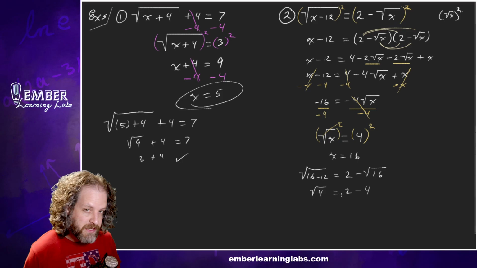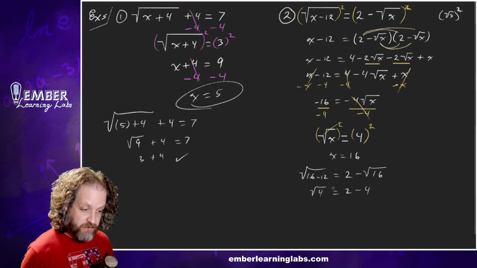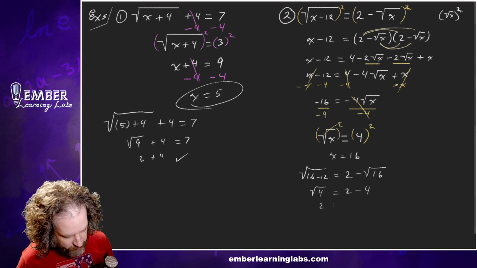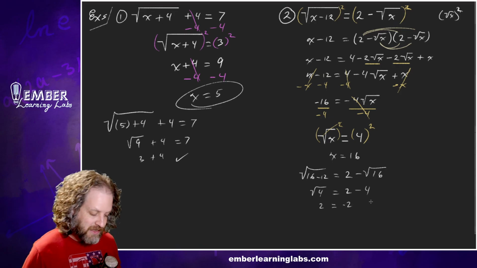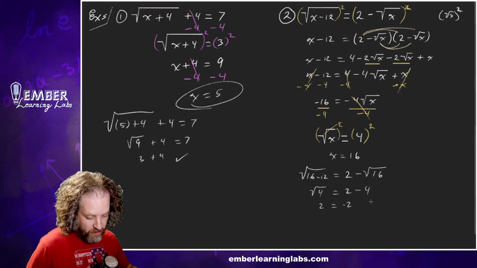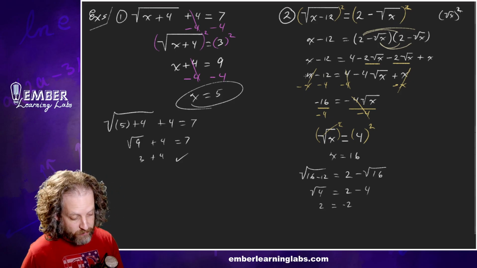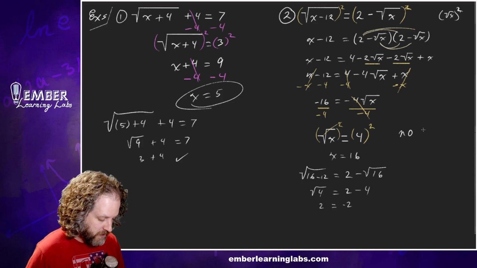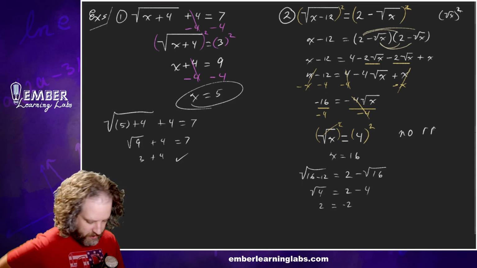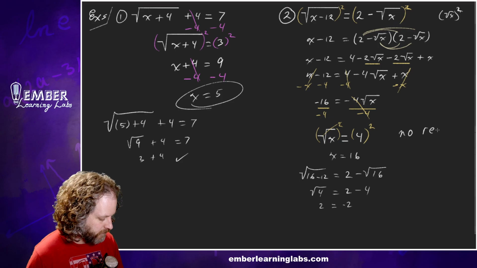So you can probably already see that this isn't going to work, but in case you don't see that, square root of 4 is 2, but 2 minus 4 is negative 2, and that's why sometimes these don't work, because of the way negatives work with radicals. So this, in fact, has no real solution, right? No real solution.